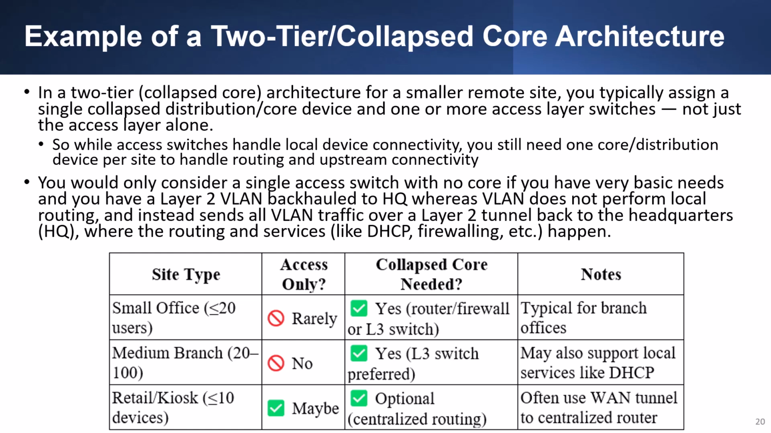In a two-tier collapsed core architecture, for a smaller remote site, you typically assign a single collapsed distribution core device and one or more access layer switches, not just the access layer alone. While access switches handle local device connectivity, you still need one core distribution device per site to handle routing and upstream connectivity. You would only consider a single access switch with no core if you have very basic needs and you have a layer 2 VLAN backhaul to HQ, where the site does not perform local routing and instead sends all VLAN traffic over a layer 2 tunnel back to the headquarters, where the routing and services like DHCP and firewalling happen.